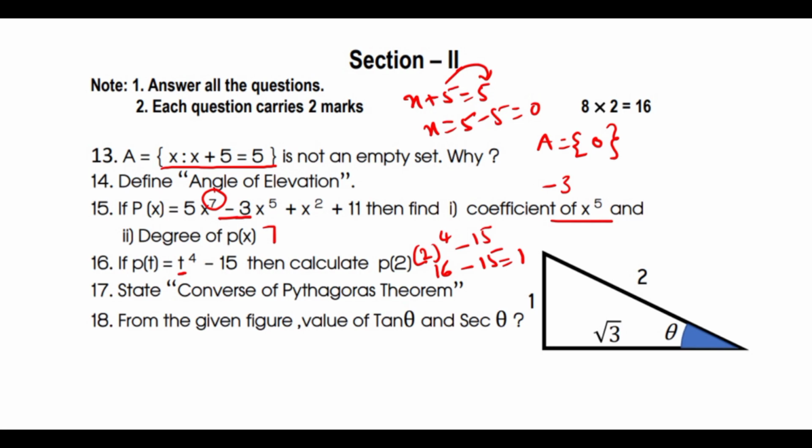Next one. From the given figure, find the value of tan theta and secant theta. So tan theta means opposite by adjacent. So we write here tan theta is equal to, opposite is 1 and adjacent is root 3. Okay. And the other they asked is secant theta. Secant theta is hypotenuse by adjacent. Hypotenuse is 2 and adjacent is root 3. So 2 by root 3. Okay.